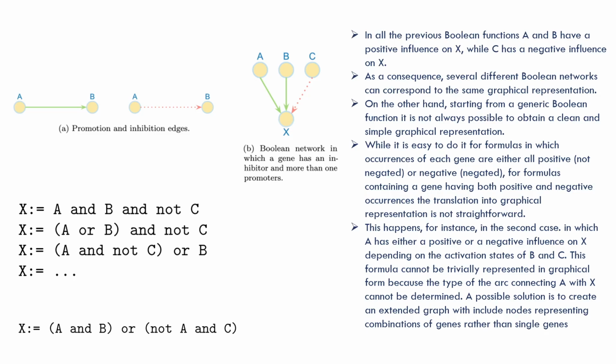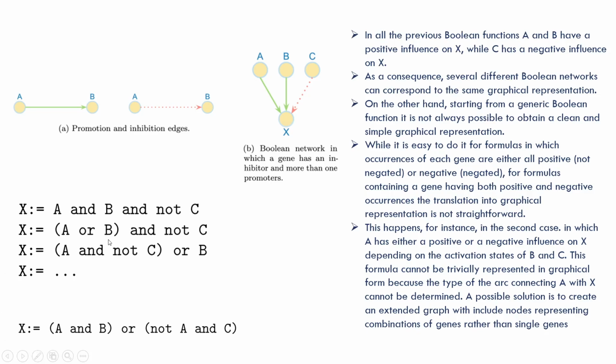For formulas containing a gene having both positive and negative occurrences, the translation into graphical representation is not straightforward. This, for example, happens in the second case. If you see the second equation, A either has a positive or a negative influence on X, depending on the activation states of B and C. So if B is activated and C is not activated, it is very hard to define the relationship between A and X from the second equation.